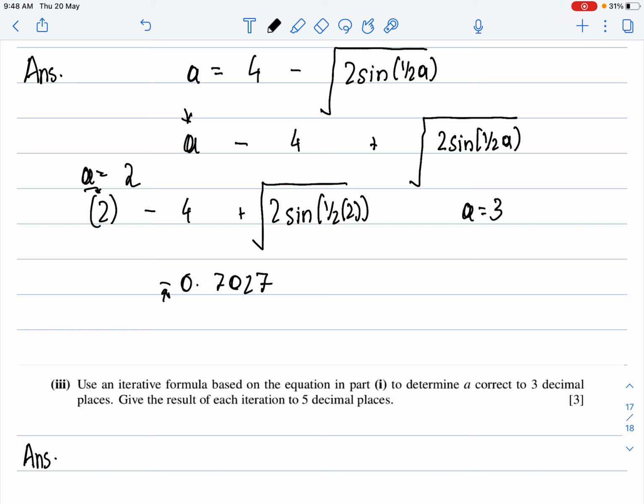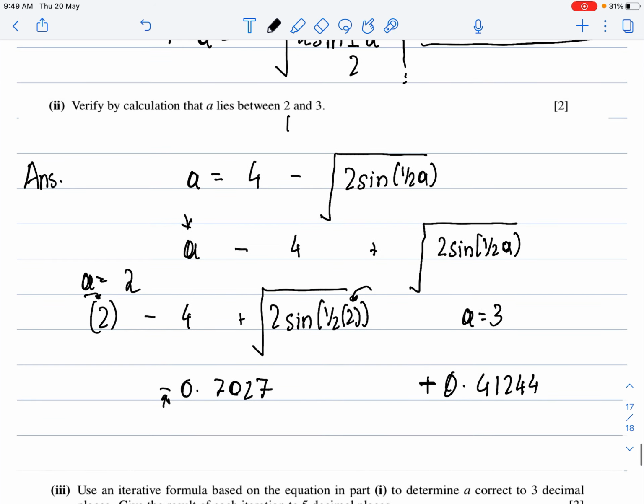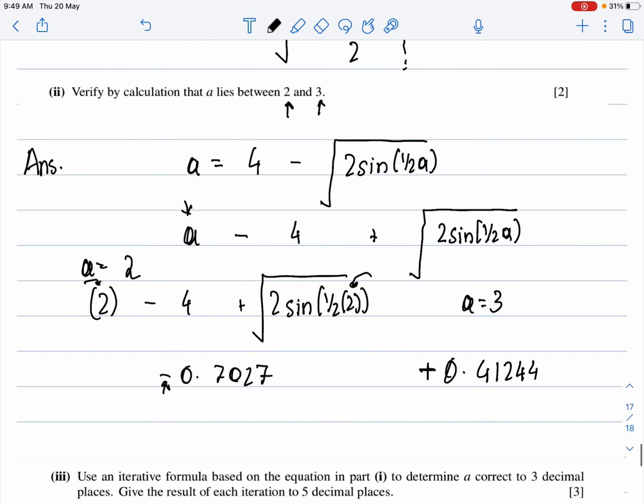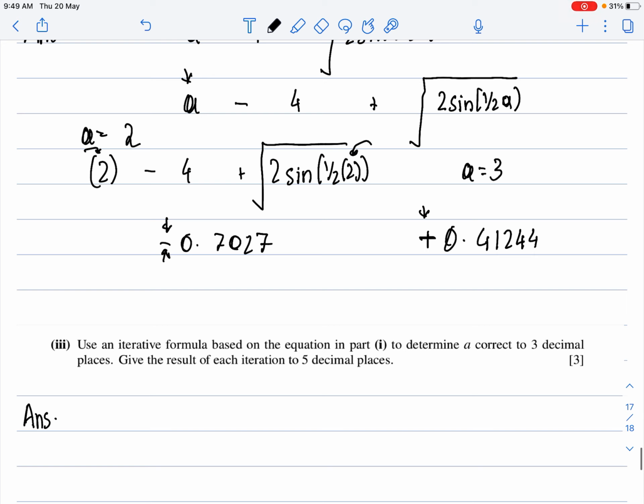Now in the place of 2, put 3. On the calculator, just put 3 there. When you do that, you get the answer as 0.41244, which is positive. So a will lie between 2 and 3. There's a rule which you need to know: a will lie between 2 and 3 if there's a change in sign in the critical values. So I can just say change in sign, hence verified. This is what I can state.